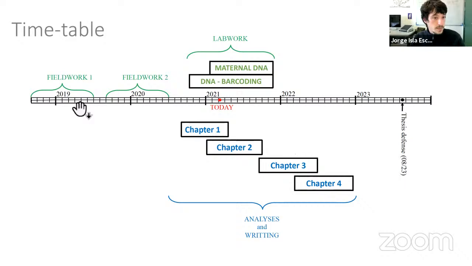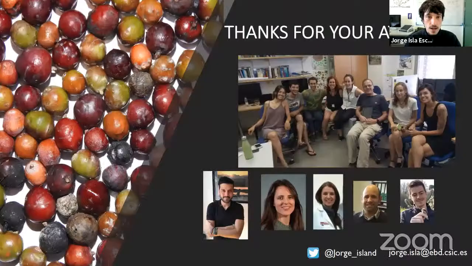I already finished the two fieldwork seasons, and now I am with the analysis and writing of chapter one, and with the laboratory work, primarily with Cristina Rigueiro in the maternal DNA analysis, and with Juan Miguel Arroyo with the DNA barcoding analysis. And this is the planning of the analysis and writing of the fourth chapter that composes this thesis. So this is all. Thank you very much.